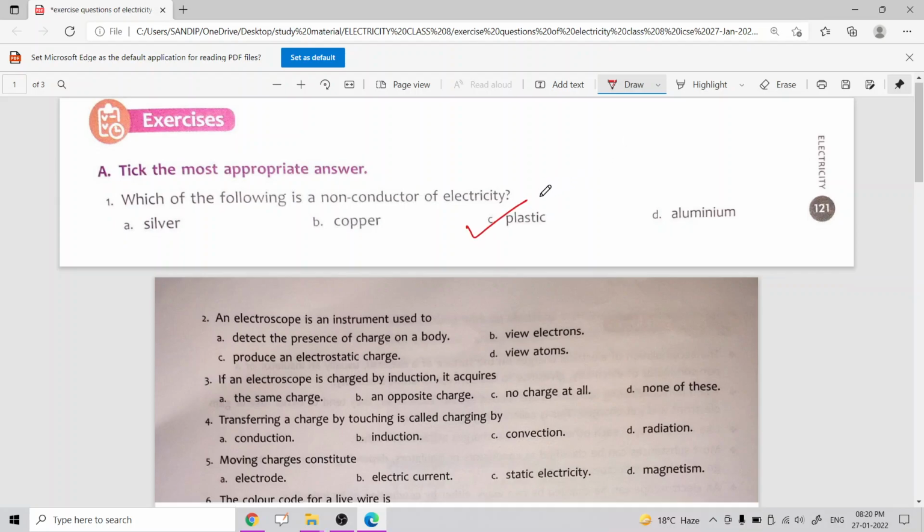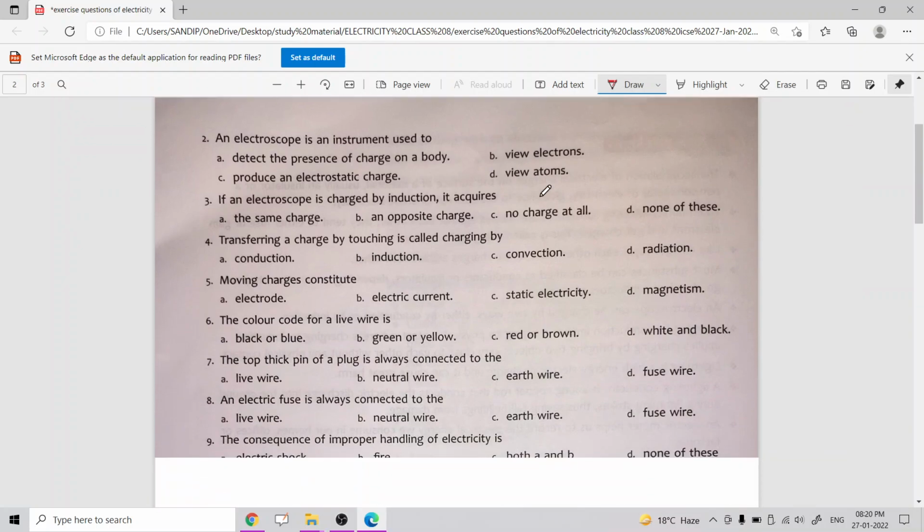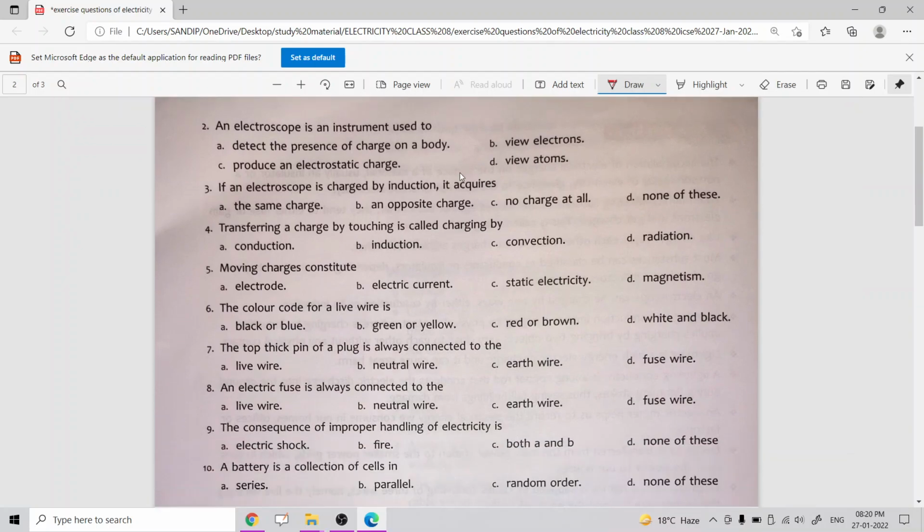Now we move to the next question: an electroscope is an instrument used to detect the presence of charge, produce an electrostatic charge, or view atoms. So the correct answer is option A, detect the presence of charge on a body.